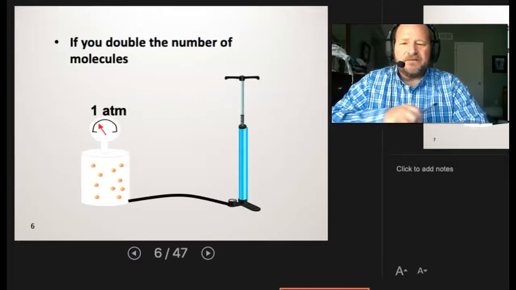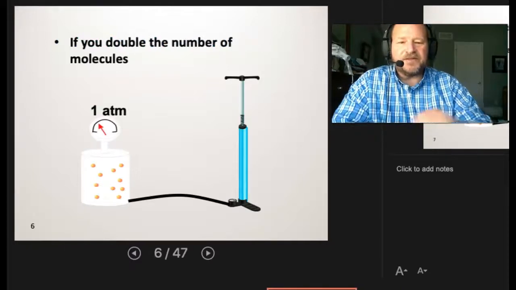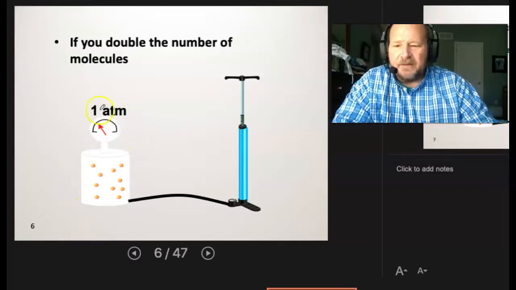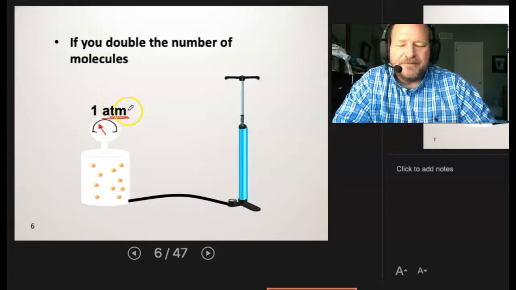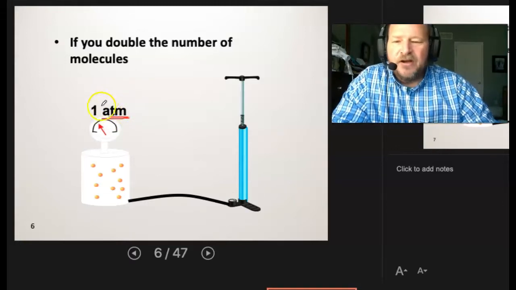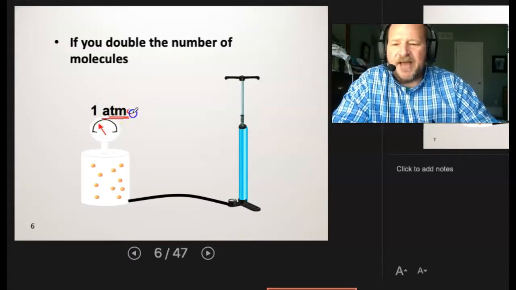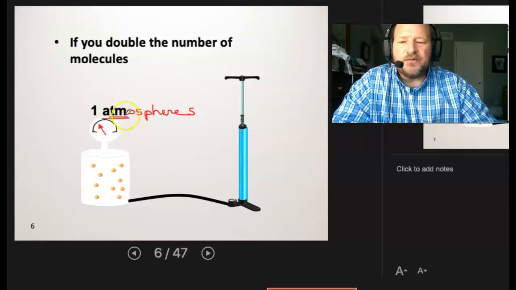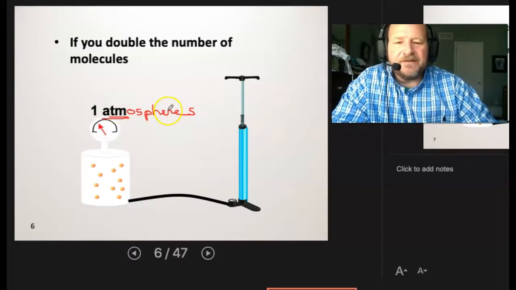All right, so if I double the number of molecules, what's going to happen? So here's my bicycle pump. So we've got the bicycle pump set up, and then I've got one ATM. Now, this is not an automated teller machine, right? So it's not the money machine. ATM is atmospheres. Okay, so this is one of our units of pressure. Okay, so atmospheres. This is one of the units we'll use, so you need to get familiar with atmospheres.